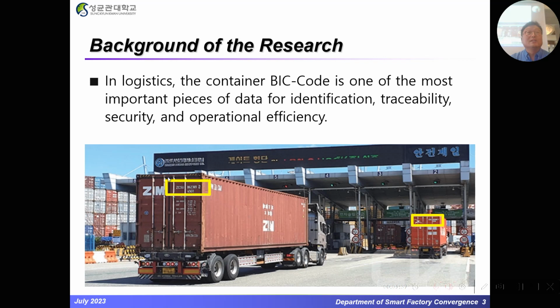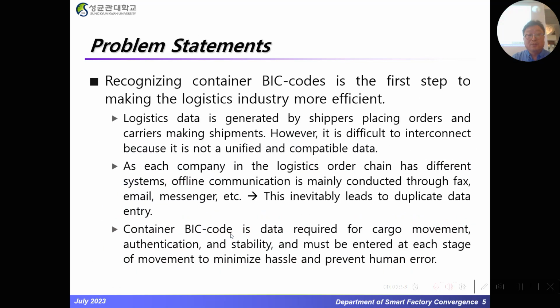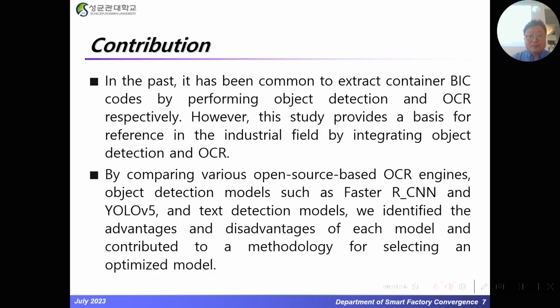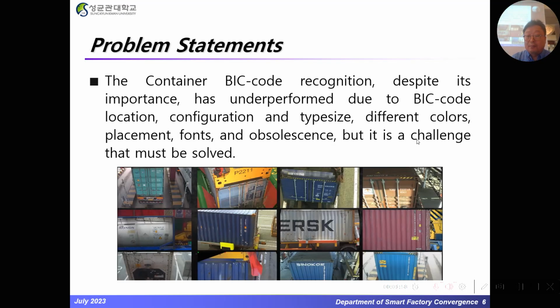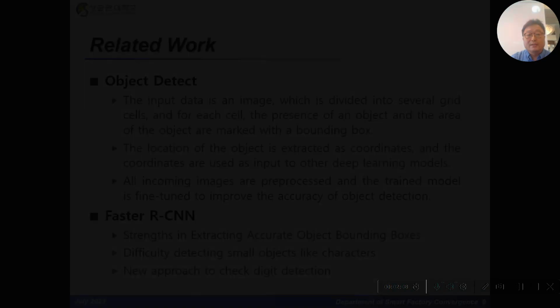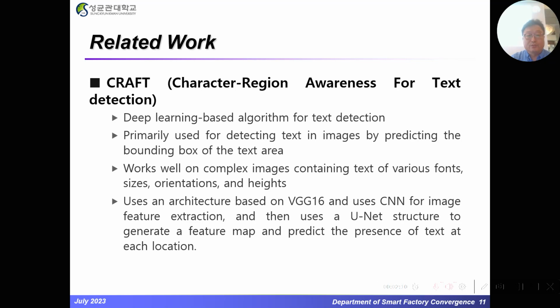All containers have a BIC code. If a container is on the road, you can see the BIC code here, and maybe I can show you here. But BIC codes have very different images and designs, though the system is the same. So next I will explain it to you.